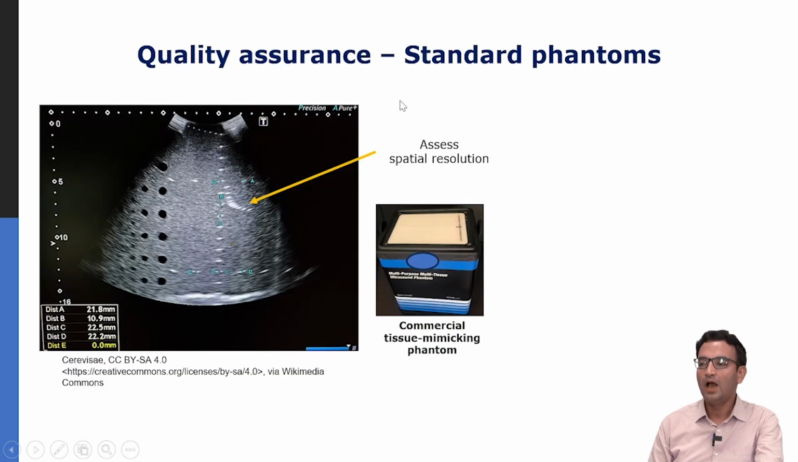Another way of quality assurance is using standard phantoms. So this is a commercial phantom that is present in our lab, and this phantom has a set of, you would say, prior known targets. So these targets are point targets. There are also some hyperechoic targets which are more scattering than the background. There are some hypoechoic targets which are like cysts. Like cysts in the body are fluid filled and they are hypoechoic.